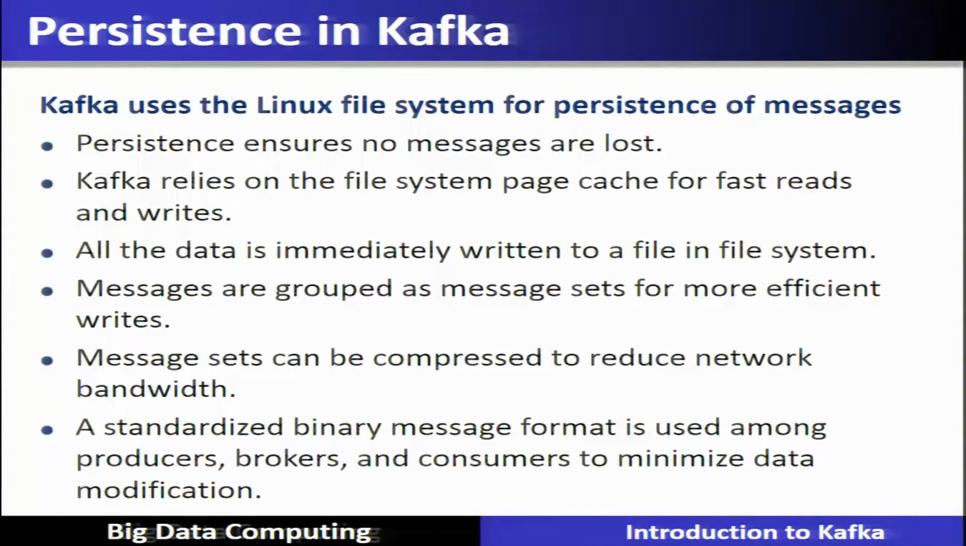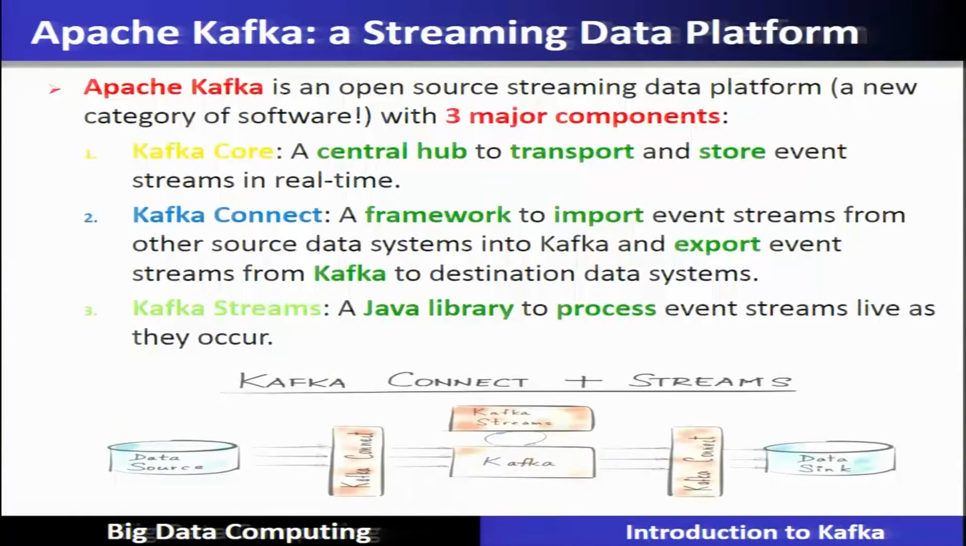Now, persistence in Kafka. Kafka uses a Linux file system for persistence of the messages. Persistence ensures no messages are lost. Kafka relies on the file system page caching for fast reads and writes. All the messages are immediately written to a file in the file system, and messages are grouped as message sets for the most efficient writes. Message sets can be compressed to reduce the network bandwidth. The standard binary message format is used among the producers, brokers and consumers to minimize data modification.